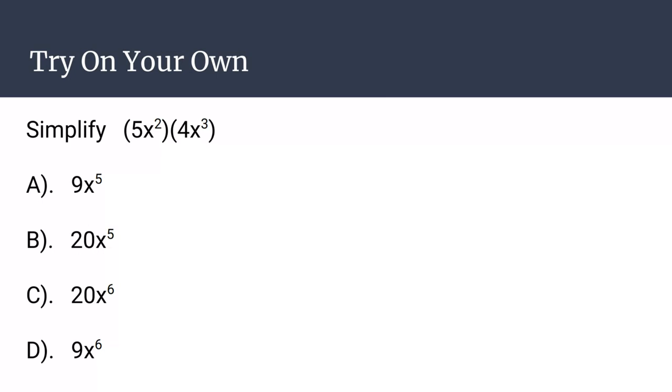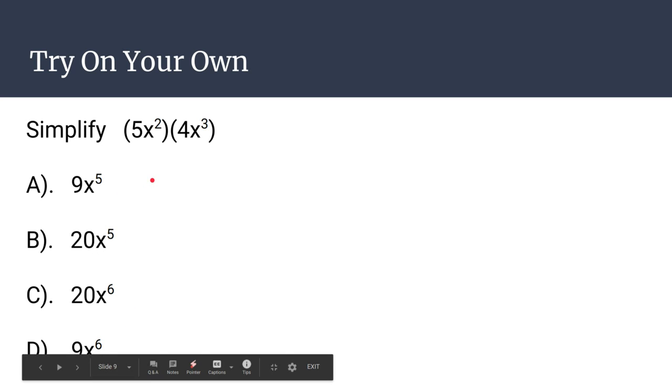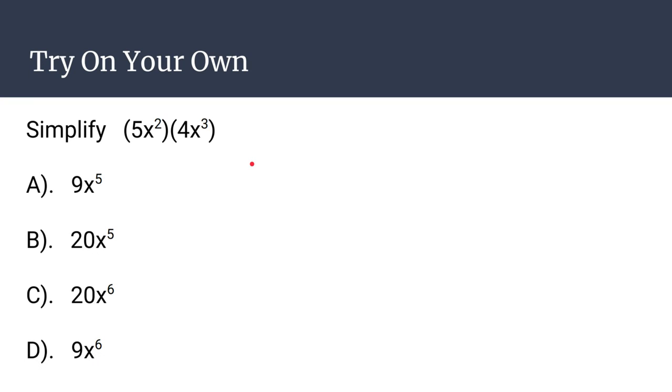Here's some examples that I want you to try on your own. So we have 5 to the x squared times 4x cubed. I want you to take a second, and these are multiple choice, so you're going to pick either A, B, C, or D and submit your answer to me on Edpuzzle. I suggest you do your work on a scrap piece of paper. Remember, keeping your numbers together and your bases with like terms.